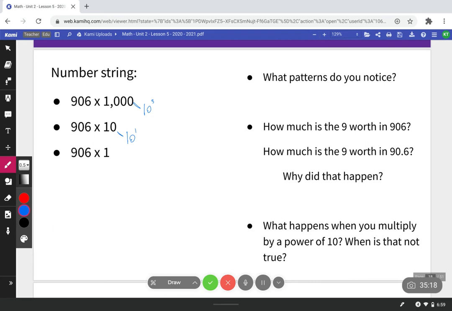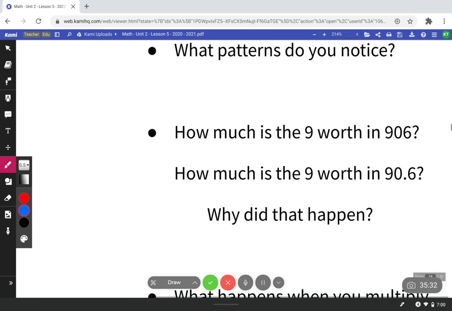So these are some concepts that we are going to explore on our flex day tomorrow. I want y'all to be thinking about this and have it in the back of your mind when you come to class tomorrow. But this is a pretty easy question. How much is the 9 worth in 906? Well, the 9 is in the hundreds place. And in 90 and 6/10, it's in the tens place.